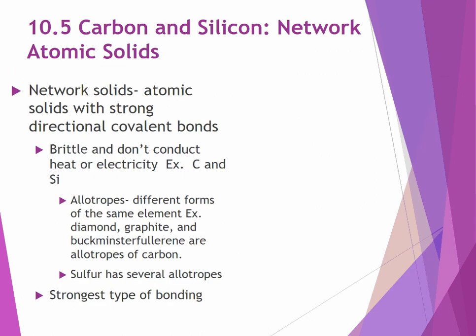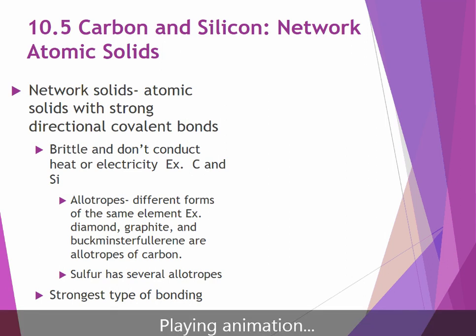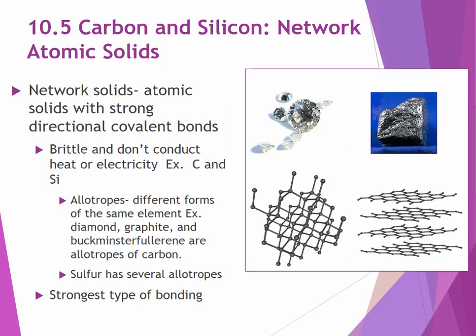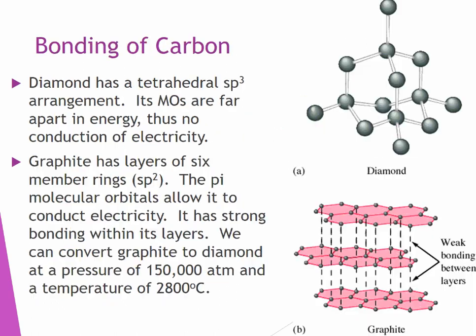So again, covalent network solids, or network atomic solids. We see atomic solids with strong directional covalent bonds. They're brittle and they don't conduct electricity very well, like carbon or silicon. And we talked about the different allotropes of carbon atoms. Again, with the different allotropes of carbon, this is the strongest type of solid.